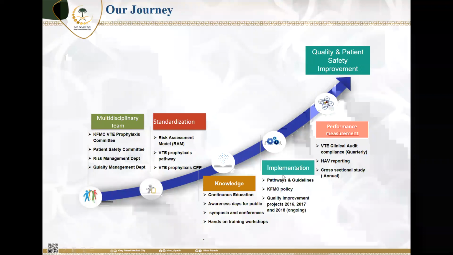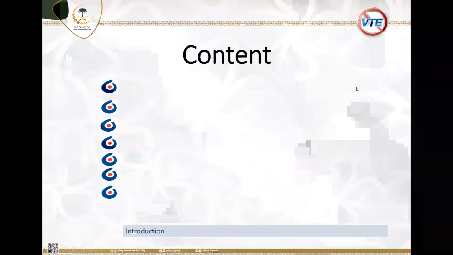Then the implementation: we have pathways, guidelines, policy, quality improvement projects, and performance measurement, the VTE clinical audit. This is what I showed you, the VTE clinical audit. We do it with compliance quarterly, like 4 times per year, and hospital-acquired VTE reporting and cross-sectional studies annually. And then we'll go for quality and patient safety improvement.